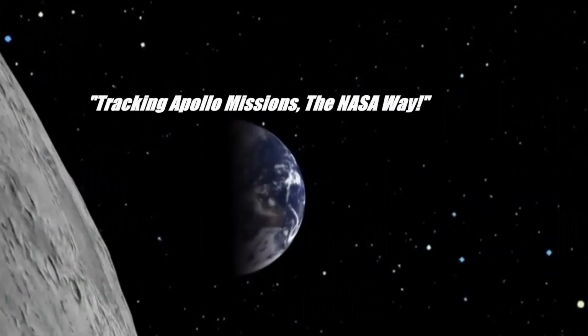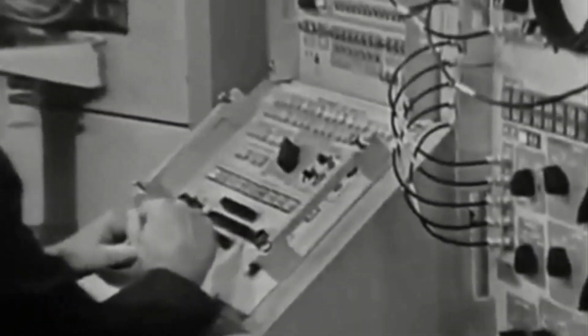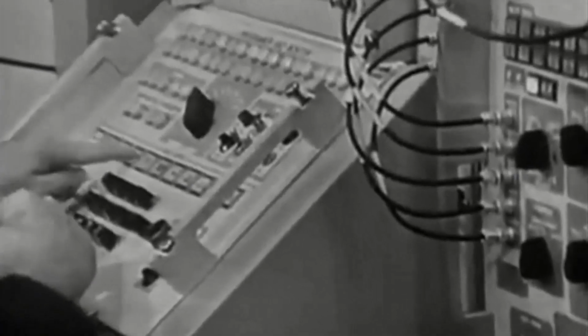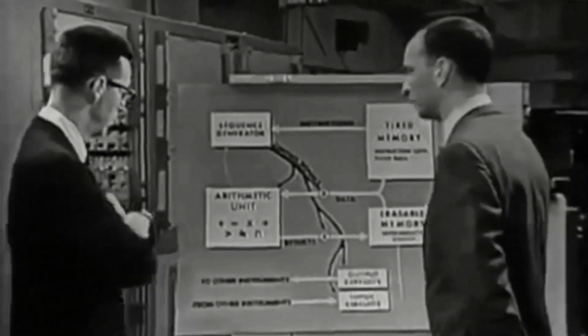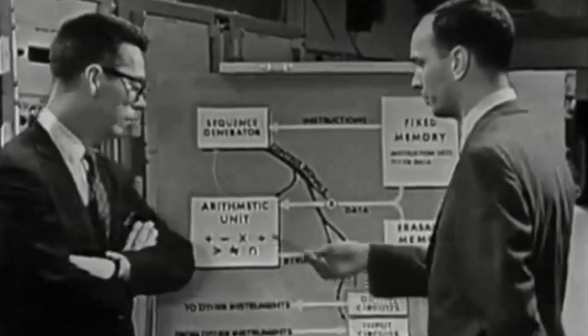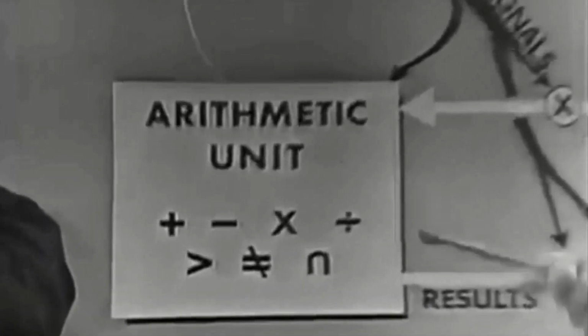Tracking Apollo missions the NASA way. Now that we've established that the AGC was not capable of maintaining course, how did the astronauts know when to make course corrections? The answer is they didn't. NASA had to come up with a method for tracking the Apollo spacecraft so that they could inform them when to perform a course correction.